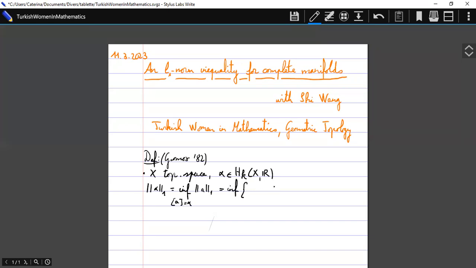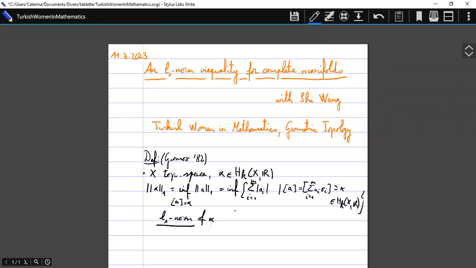And what is the L1 norm? Well, if you have this A, it's a singular cycle, so it can be written as a finite linear combination of singular simplices that represents my class alpha in H_k(X; R). So its L1 norm is simply the sum of the absolute values of its coefficients. Okay, so this is what we call the L1 norm of alpha. So among all singular cycles that represent alpha with R coefficients, we take the L1 norm of this representative, meaning the sum of the absolute values of their coefficients, take the infimum, and this is the L1 norm of the class.